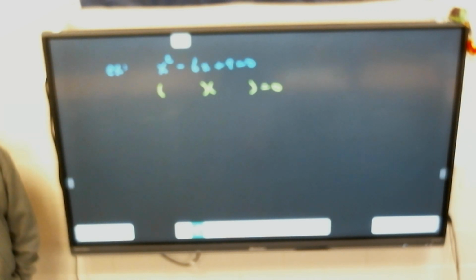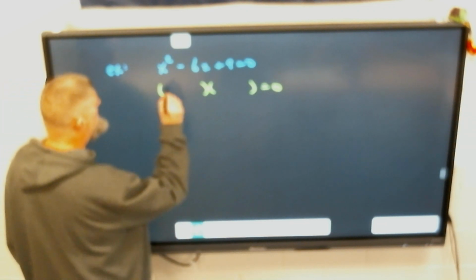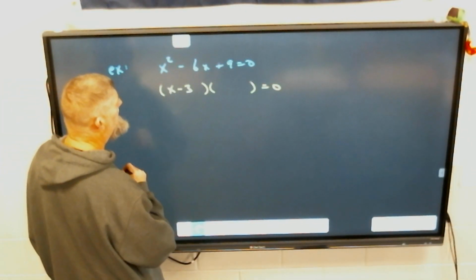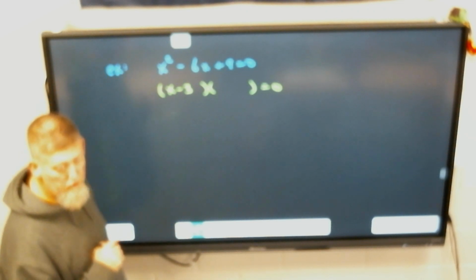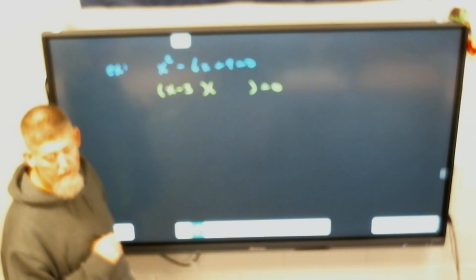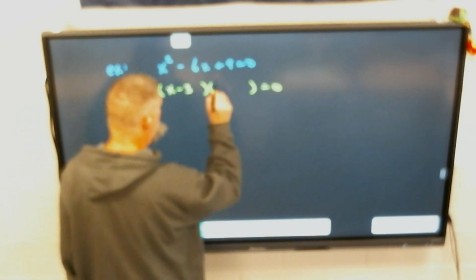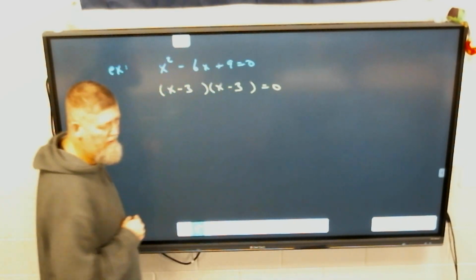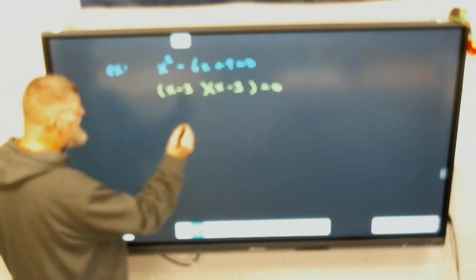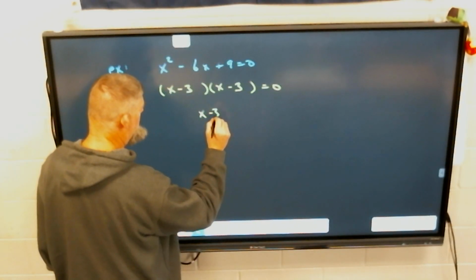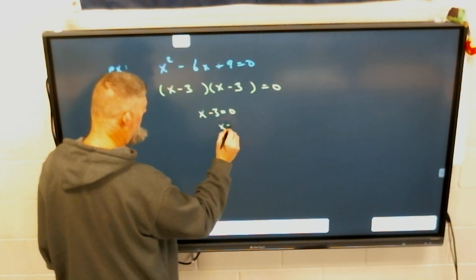Ava, do you have this one factored? What'd you get? X minus 3. What's the other one? It's also x minus 3. And we have a perfect square trinomial, x minus 3 squared. So we only have one answer: x minus 3 equals 0, so x equals 3.